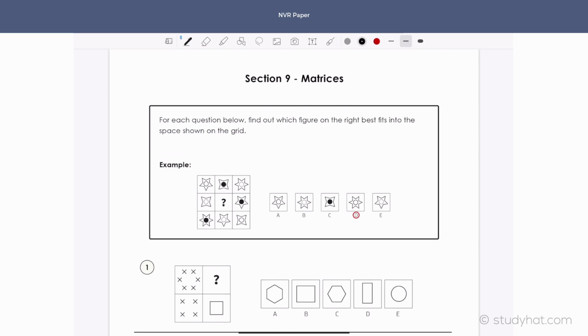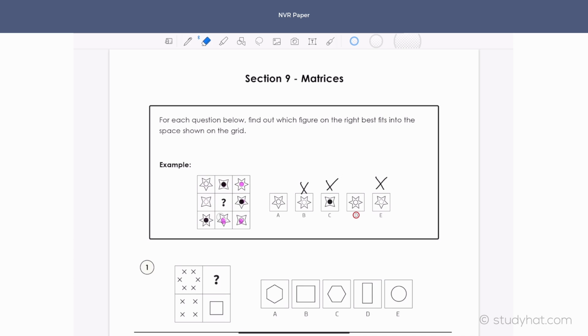Section 9, matrices. For each question below, find out which figure on the right best fits into the space shown on the grid. Okay, if we have a look at what's going on the grid here, can you see that first of all, going across, we've got one of each type of inside circle in the columns and the rows. What I mean by this is we've got a white circle, dotted, black. White circle, dotted, black. No white circle here, but a dotted and a black. So we're definitely going to want to have a white circle in the middle of this one.